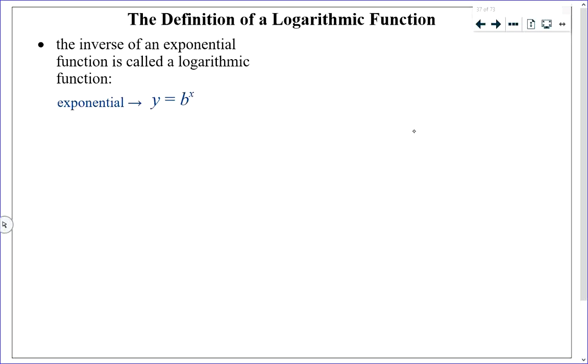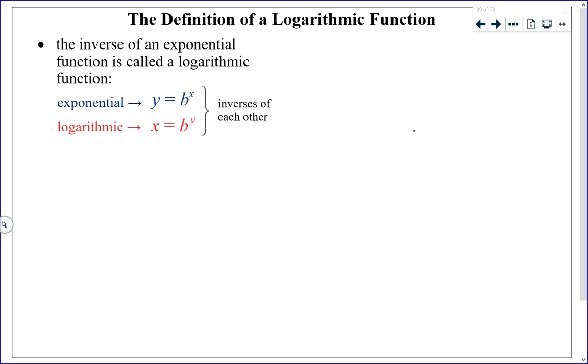If I say, what is the inverse of y equals b to the x? We've learned in the first unit that what you need to do is switch x and y. So this x equals b to the y is called a logarithmic function. These are inverses of each other.